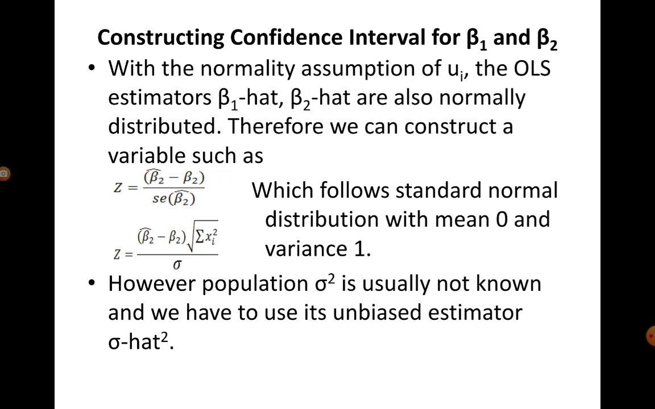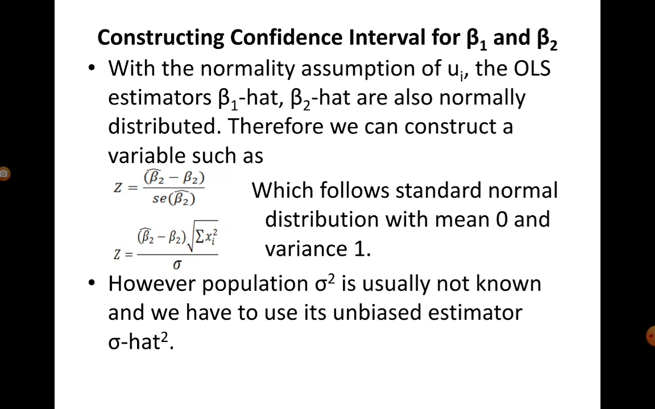Now, that was the logic of constructing the confidence interval and what it means, what the probability of constructing an interval means. Now, how do we actually construct the interval? What is the step-by-step process? Right? So, we know that under the normality assumption of ui, the OLS estimators beta 1 hat and beta 2 hat will also be normally distributed.